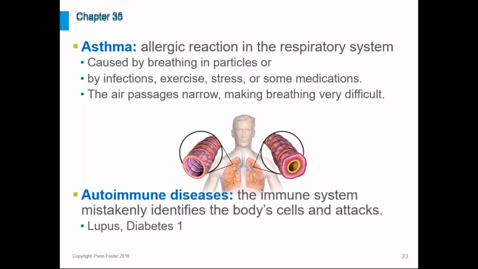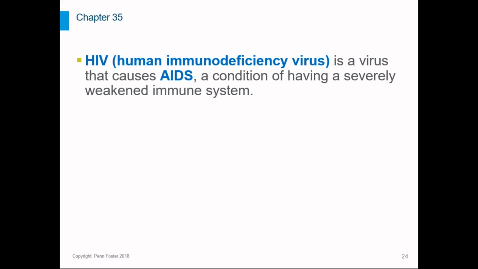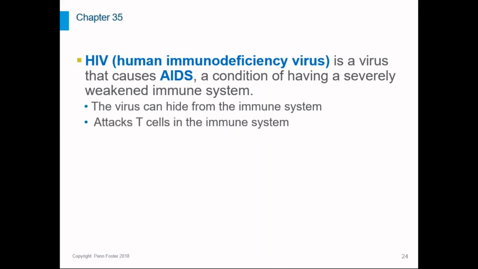And we're going to talk about a specific disease, HIV, which stands for human immunodeficiency virus. This is a virus that causes AIDS, and AIDS is a condition of having a severely weakened immune system. The HIV virus can hide from the immune system and it attacks T cells in the immune system. So it leaves the body unable to have a specific immune response. And so the body is vulnerable to many, many, many other diseases.